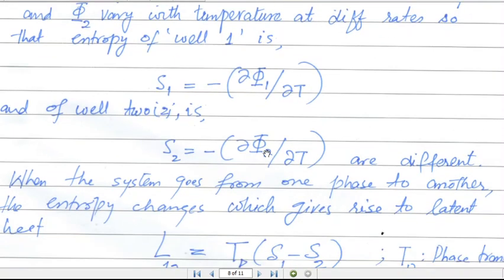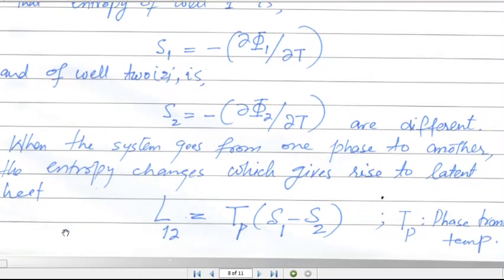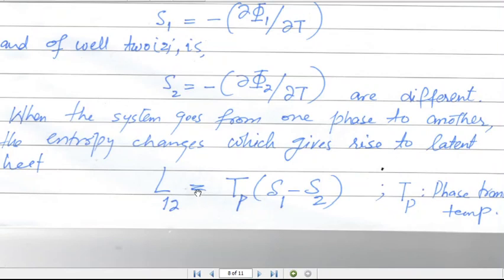So when the system goes from one phase to another, the entropy changes, which gives rise to a latent heat, which is defined as T delta S, and this T is the transition temperature, which is noted by TP in this case. So this is basically the second law of thermodynamics, which is defined as dq is equal to T delta S. So that dq is basically the latent heat in this case.